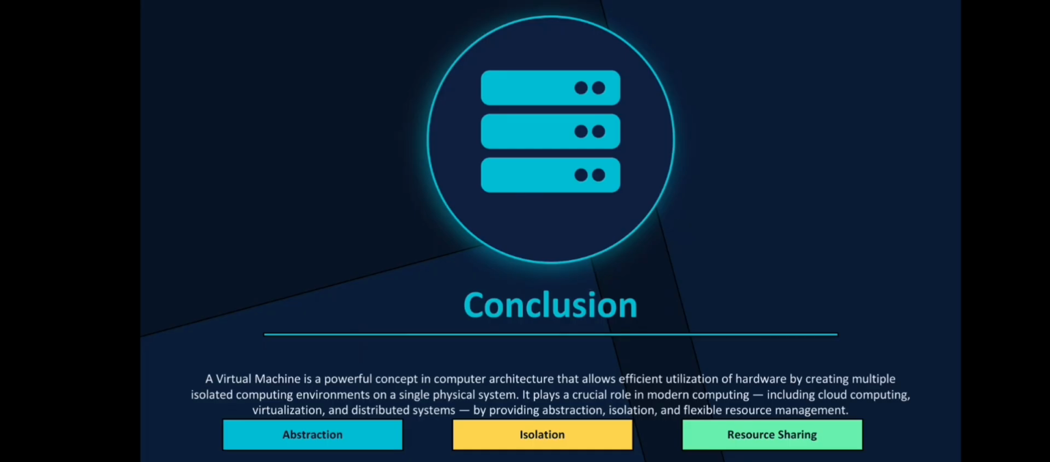Next we conclude the topic. Virtual machines are powerful concepts that improve hardware utilization and provide flexibility. They are essential in modern technologies like cloud computing, virtualization, distributed systems.